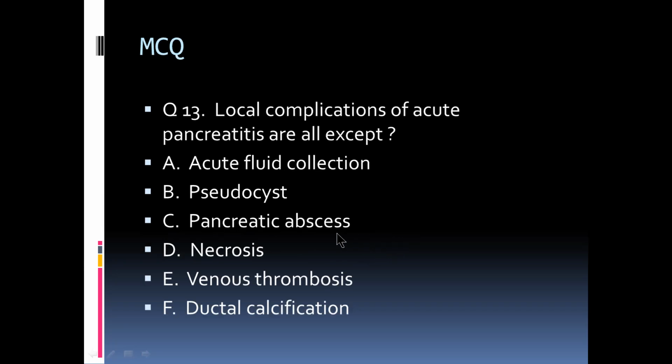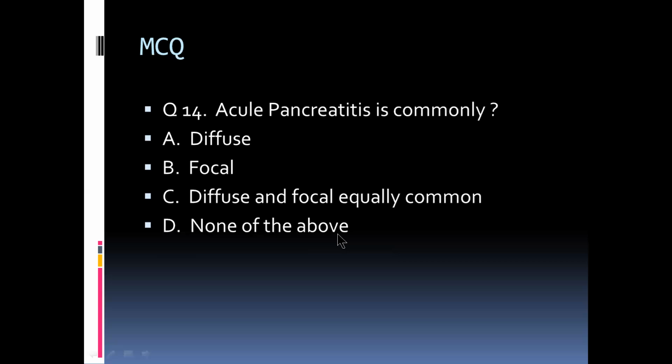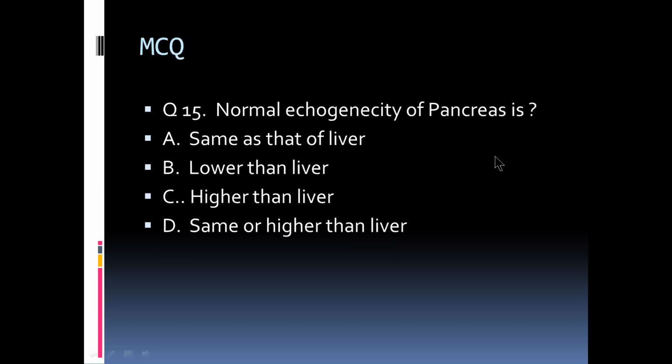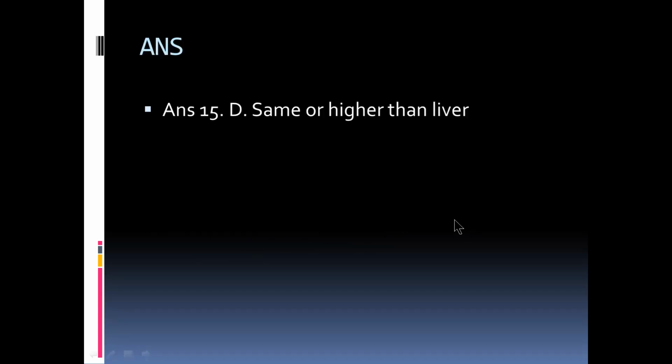Other complications arise in acute pancreatitis. Acute pancreatitis is commonly diffuse, focal, or both or none? The answer is diffuse. Acute pancreatitis is usually diffuse. Normal echogenicity of pancreas is same as that of the liver, lower than liver, higher than liver, or same or higher than the liver? The answer is same or higher than the liver. That is, it is isoechoic or hyperechoic as compared to liver.